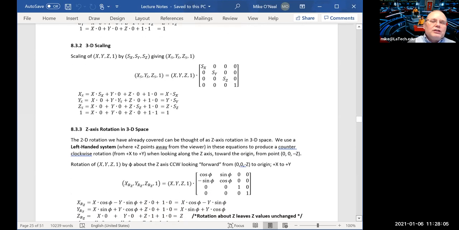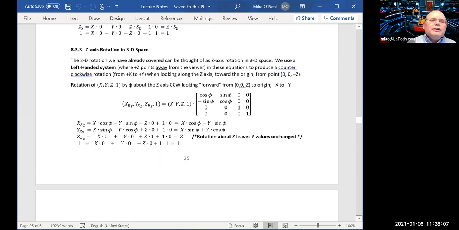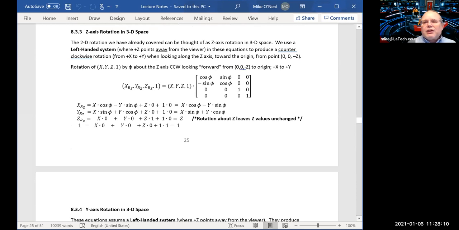Now, rotation in 3D is a little different because you've got 3 cases. You have the rotation around Z, the rotation around Y, and the rotation around X. The Z-axis rotation is exactly the same little matrix that we saw before, right? If you look at the first 3 rows and the first 3 columns, this is exactly the two-dimensional matrix that we had for rotation, but you just add another row and another column. Everything's 0 except a 1 here at the bottom.